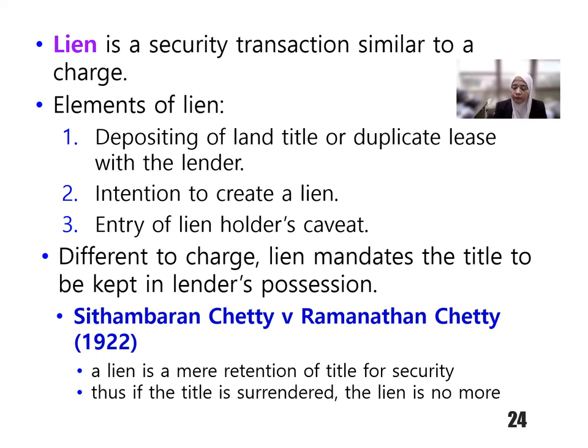Elements of lien. It's quite different from charge in this way. One, the land title or the duplicate lease must be deposited with the lender. This is mandatory. This is the main difference between a charge and a lien. For a charge, the document of title is not mandatory to be given or kept by the chargee. But in the case of lien, the title must be deposited or the duplicate lease must be given to the lender.